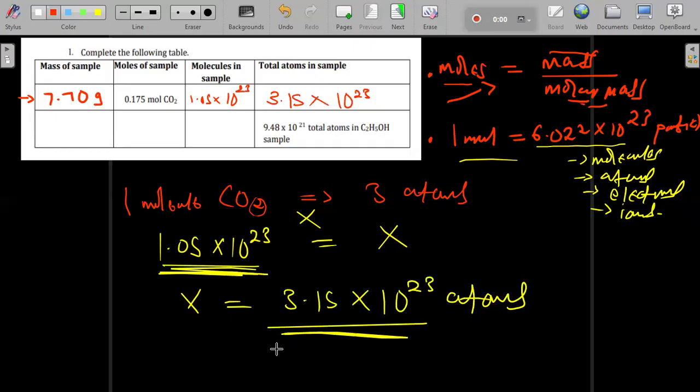Okay, so it means we are done with the first one. Are there any questions before we fill in this second row here? Any questions?